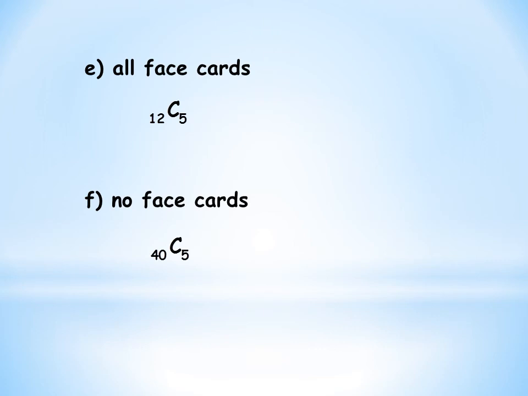So when you're thinking about whether a question is a permutation or a combination, you really have to think, does the order matter? Am I lining them up, or am I just taking a group? If you have any questions, please let me know.